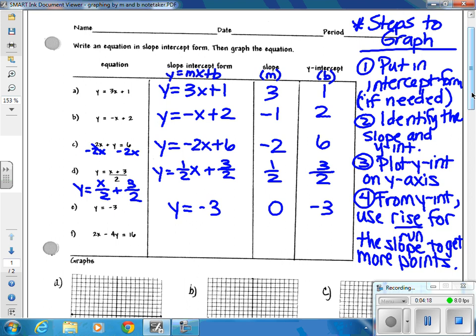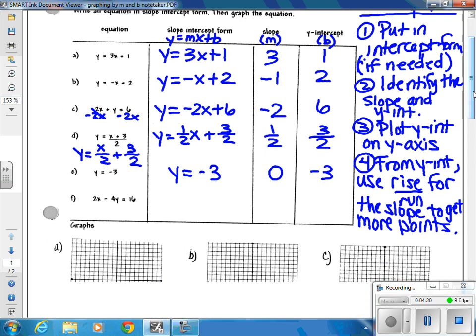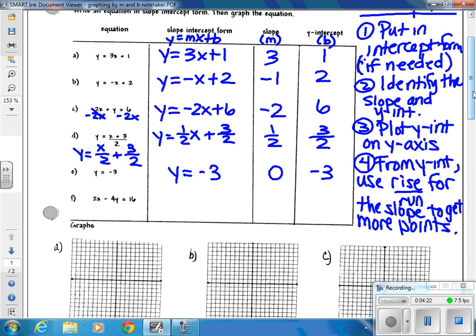If you go to letter F, we have to get the y by itself, so we've got a few steps to do on this one. First thing you want to do is subtract 2x from both sides. So now you have negative 4y equals negative 2x plus 16. Divide everybody by negative 4 and clean it up. So now you've got y equals positive 1/2 x minus 4. And from this equation, your slope is 1/2 and your y-intercept is negative 4.